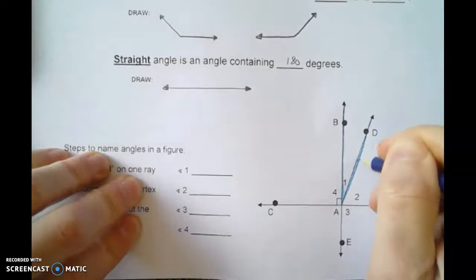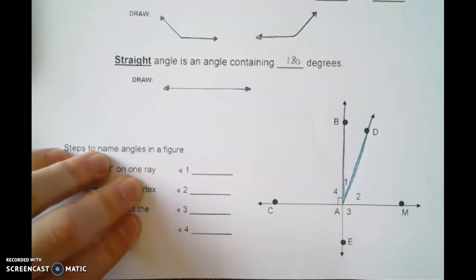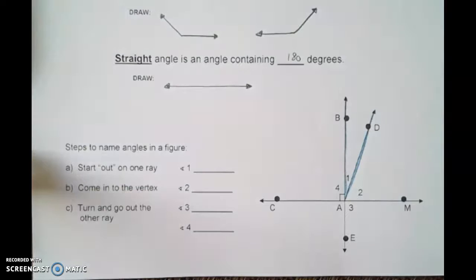Okay, and to name an angle, what you need to do is start out as far as you can on one of the rays, and then you're going to come to the vertex point, and then you're going to turn and go out as far as you can on the other ray, and those are the letters that you are going to use.